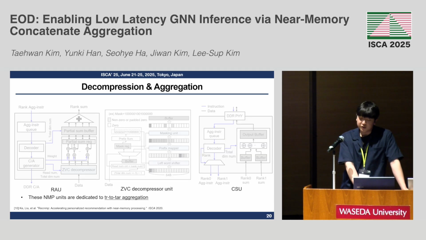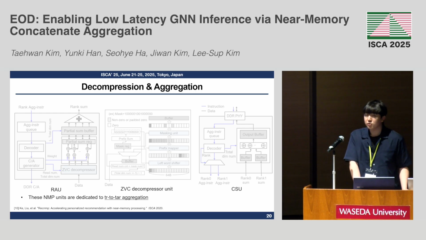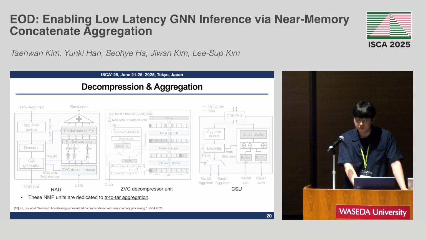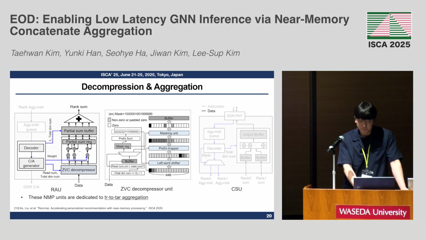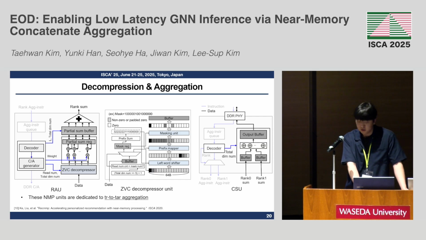This architecture is designed for the decompression and aggregation of multi-layer concatenated node features. The NMP units shown here are dedicated specifically to train-to-target aggregation. The process begins with ZVC decompression, then aggregation is performed, and finally the aggregated data from each rank is reduced in the CSU. For more details, please refer to our paper.